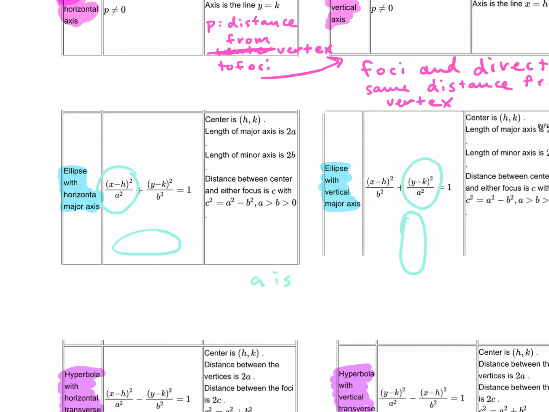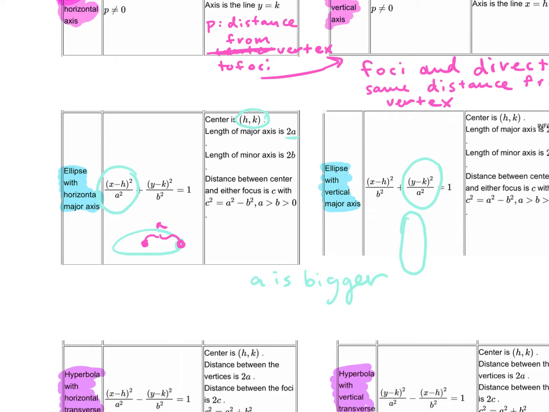So depending on your A or B, if it's bigger or smaller, the bigger number, if it's under the Y, you're going to have a vertical ellipse. So A is always bigger. Same thing here, your center is H comma K. Length of the major axis is 2A. So from the center to the vertex on one side, that is A. So this length is A. So 2A would be the whole length.